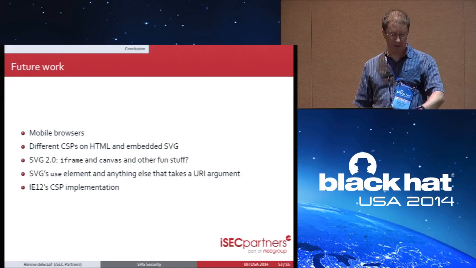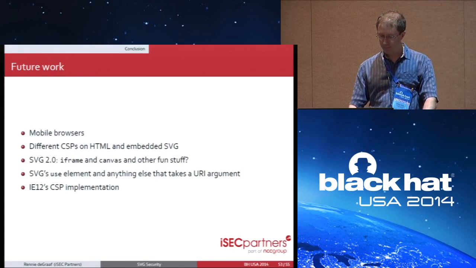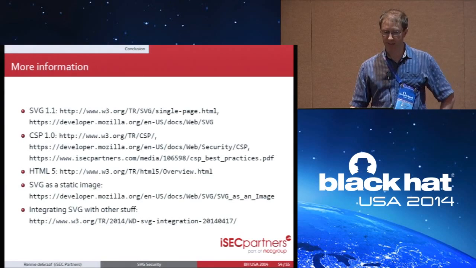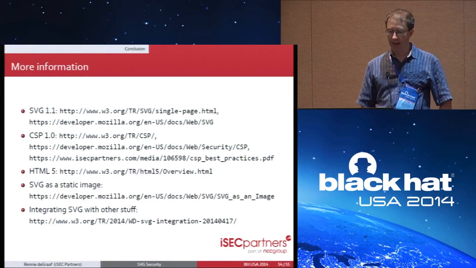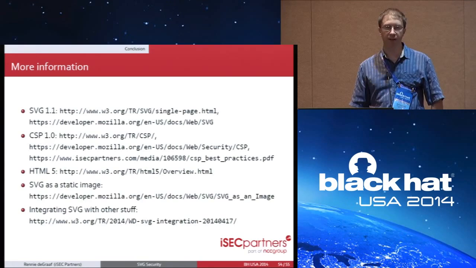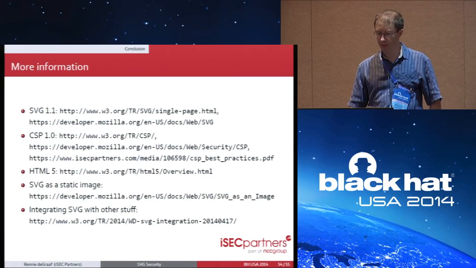And there's some future work, things I didn't get around to, and a bunch of references on SVG and CSP and the rules for static images and how to integrate SVG with other things in case anyone's interested. I have a white paper listed there, one that I'd linked earlier and skipped over, about best practices for CSP. That's for CSP 1. There's a CSP 2 that's also in development, which will expand on this and maybe correct a few of its deficiencies.